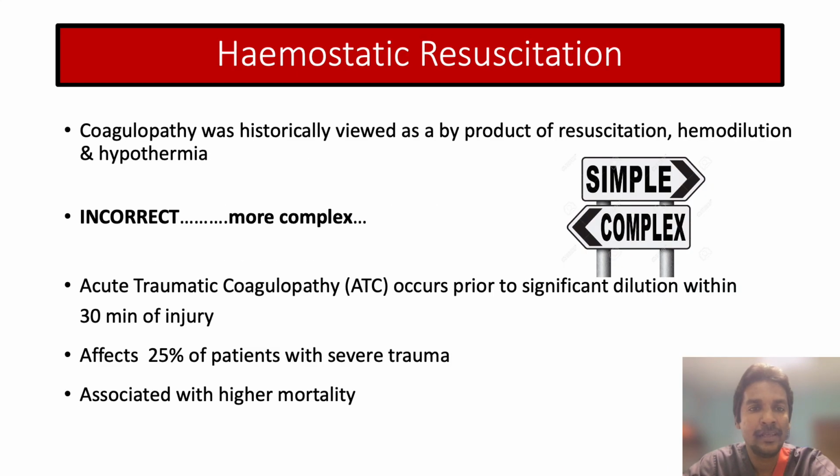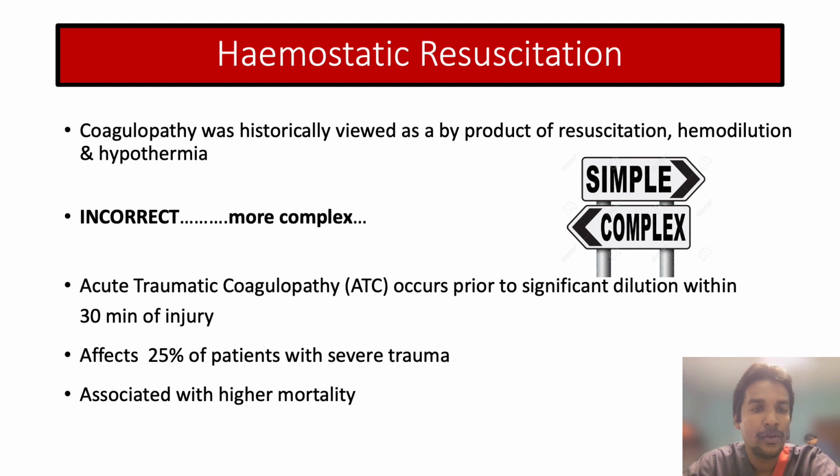Coagulopathy was historically viewed as a byproduct of resuscitation, hemodilution, and hypothermia. However, this theory has been proven to be incorrect. The process or the occurrence of coagulopathy following severe trauma is more complex than that. Acute traumatic coagulopathy, which is a form of endogenous coagulopathy, is found to occur prior to significant dilution within half an hour from the injury.